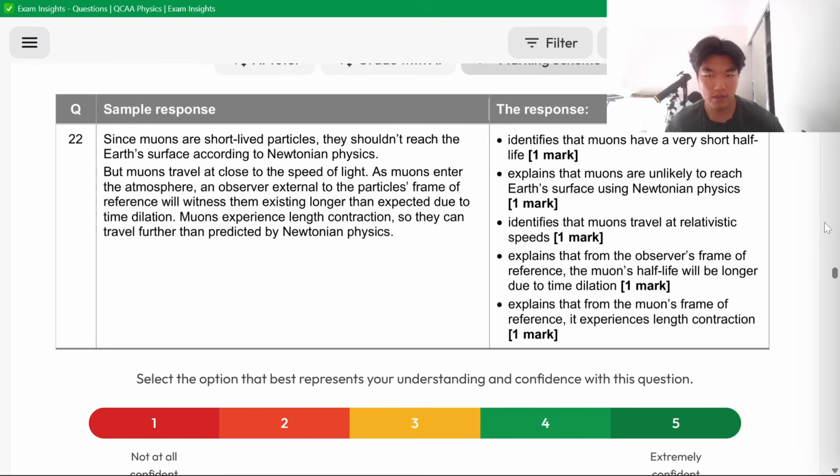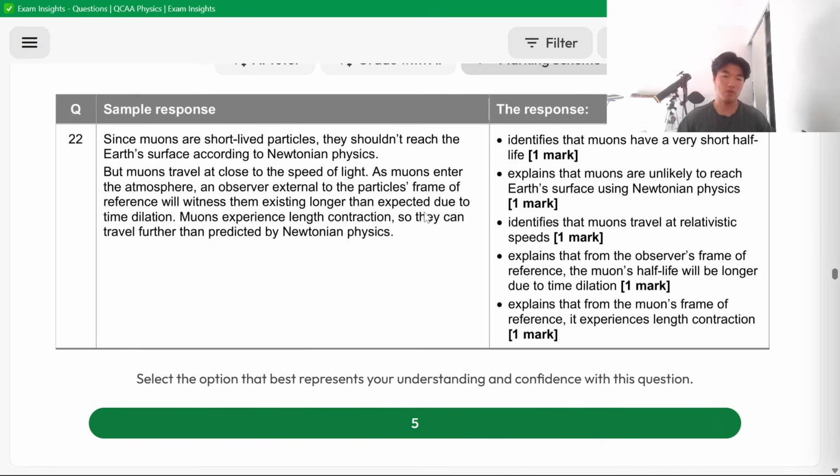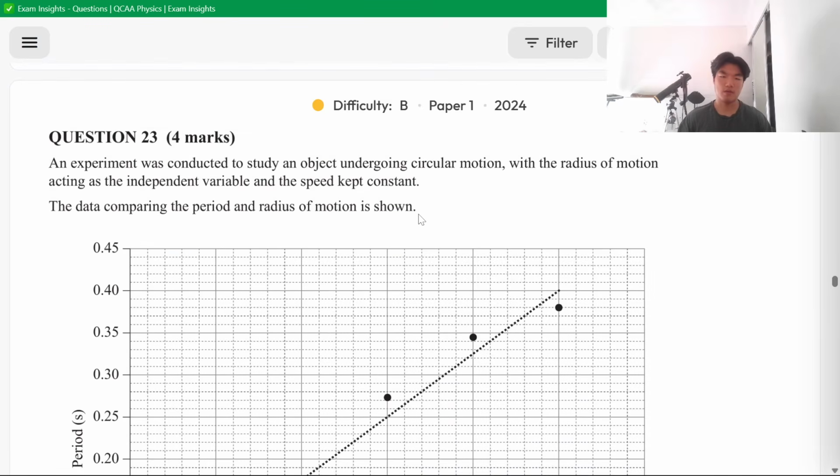And then identifies that muons travel at relativistic speeds. Yeah, I did say relativistic. Explains that in the observer's frame of reference, the muon's half-life will be longer. Okay, I did say that. Explains that in the muon's frame of reference, there is length contraction. Sample response very short and brief. But yeah, I think I got 5 marks for that.